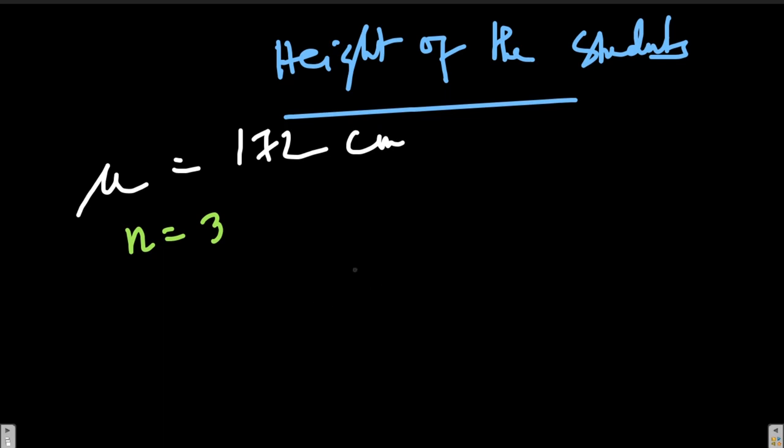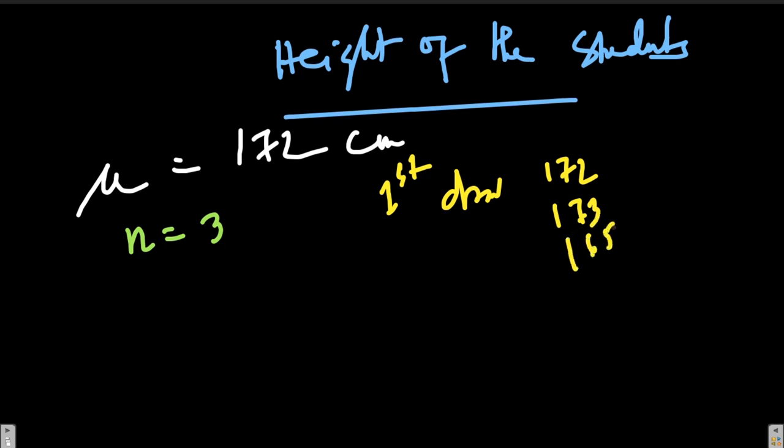Let's say the first three candidates I get, I will write down. First draw. What are the different observations I have? Let's say I have 172, 173, and 165. If I take the average, I get the mean equal to 170. So that's basically my X bar. So for the first draw, X bar 1 is equal to 170.